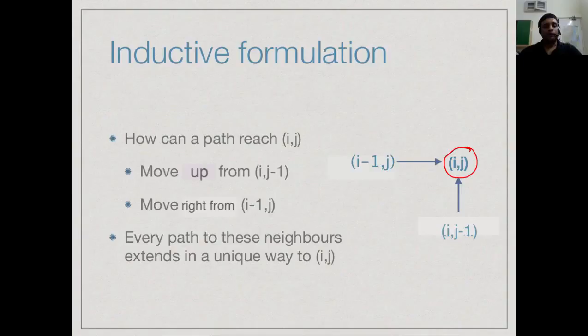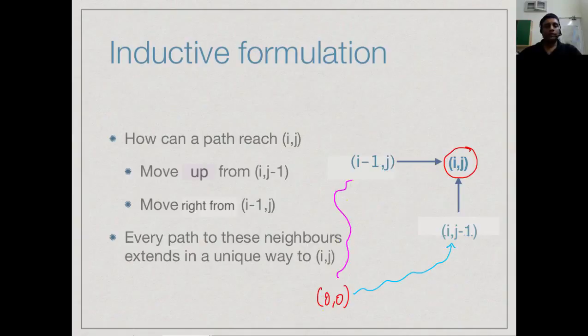I can either come right from a neighbor on my left. So from i,j minus 1, I can make one step right and come to i,j. Or from i minus 1,j, I can go up one step. So if I have any path which starts at 0,0, right? Any path which somehow comes to i,j minus 1, then by taking exactly one step, that path becomes one path to i,j. So every path from 0,0 to i,j minus 1 can be extended in a unique way to i,j. Likewise, any path which comes from 0,0 to i minus 1,j can be extended in a unique way, right?